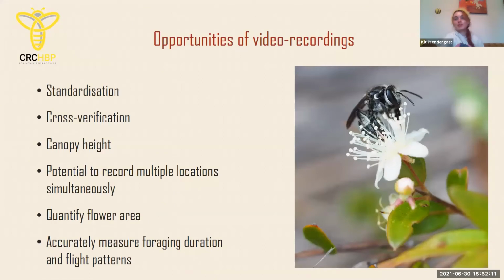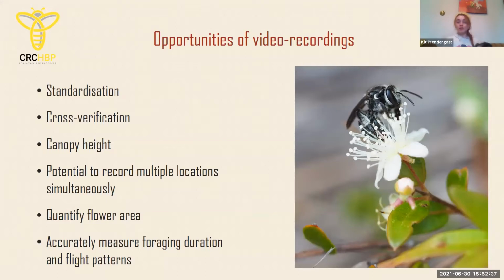And here there was a picture of an amygdala, which is most people's favorite native bee. It's a buzz pollinator, and so it visits flowers with poricidal anthers that require buzz pollination, which is something that honeybees actually can't do. Now, the opportunities of using video recordings over traditional insect monitoring methods are multiple.